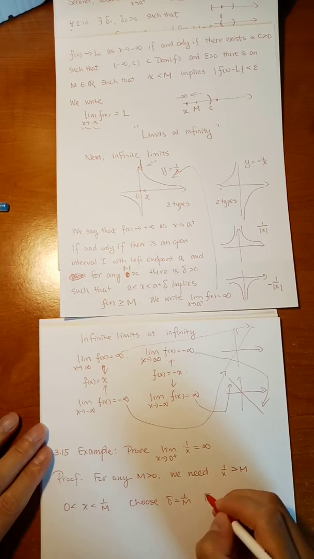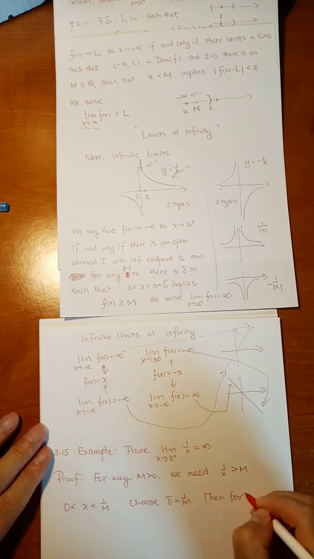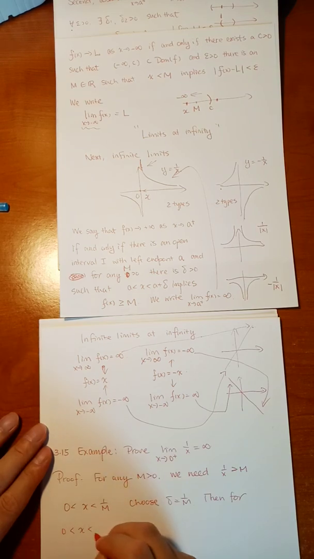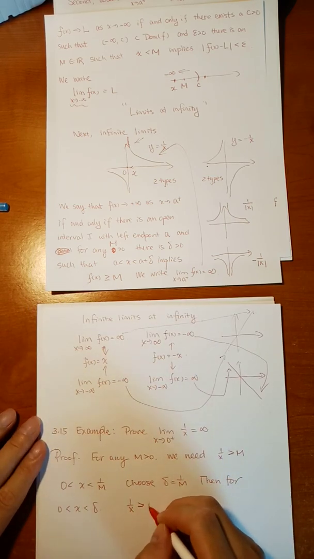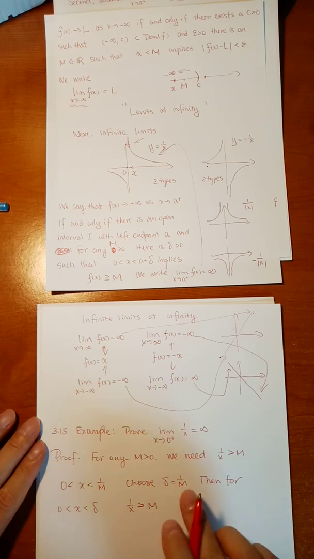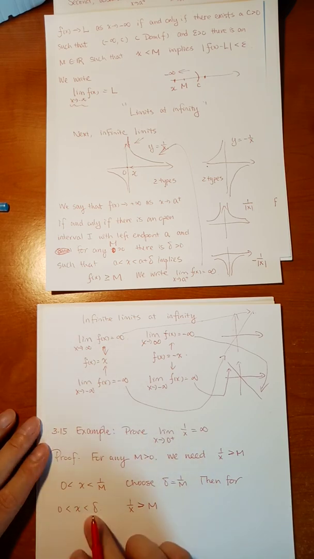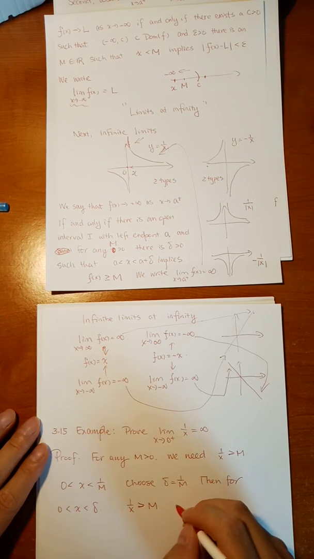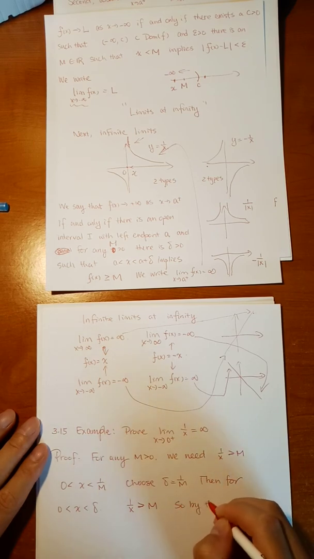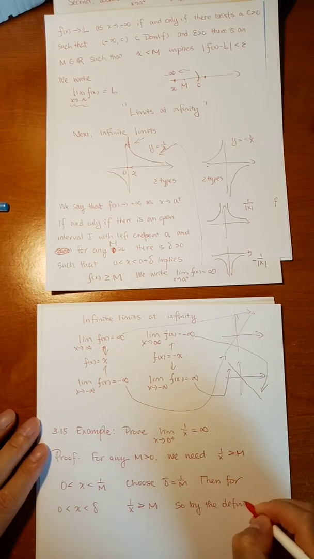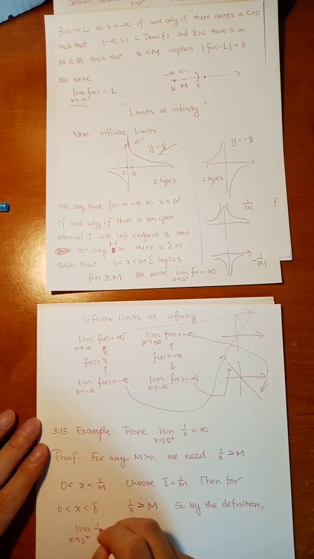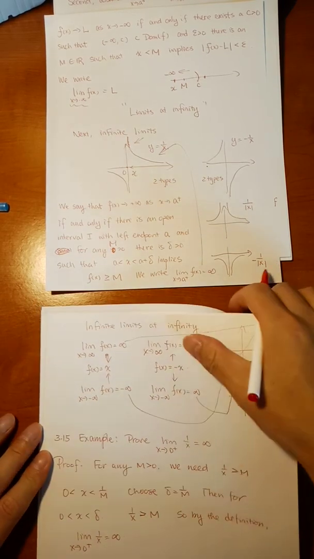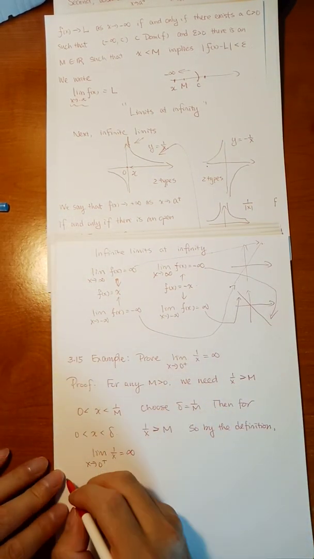For x greater than 0 and less than delta, it's a 0 plus delta. 1 over x is going to be greater than M. Since x is less than delta, 1 over x is greater than 1 over delta, which is equal to M. So, by the definition, the limit as x approaches 0 from the right-hand side of 1 over x is positive infinity.